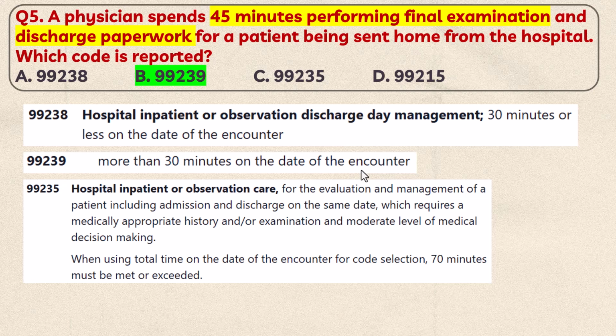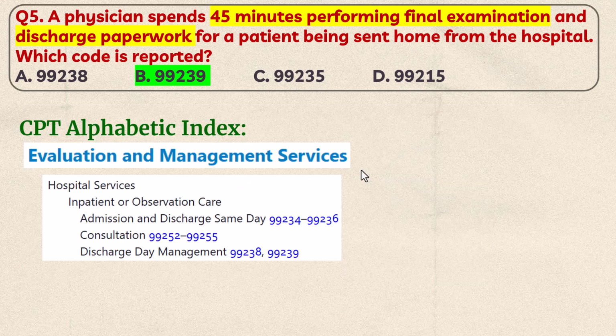So if you encounter this case in real working world, you can use the alphabetic index. So in the alphabetic index, go to the main index term evaluation and management services, then go for the subterm hospital services. There you can use the discharge day management code. So there are 2 codes available. Again, come back to the tabular list and confirm. Once you confirm, the correct answer will be answer B.